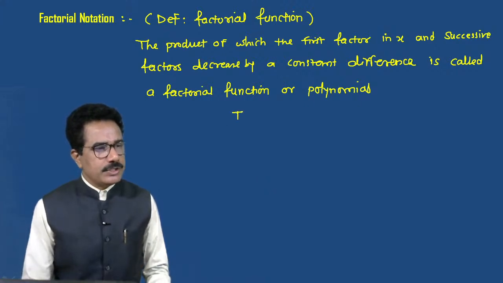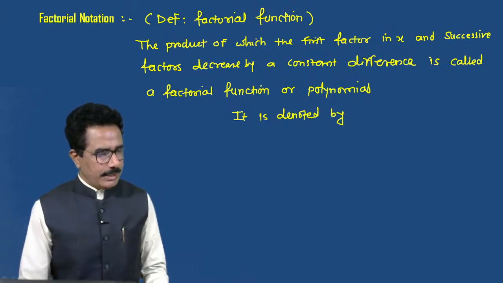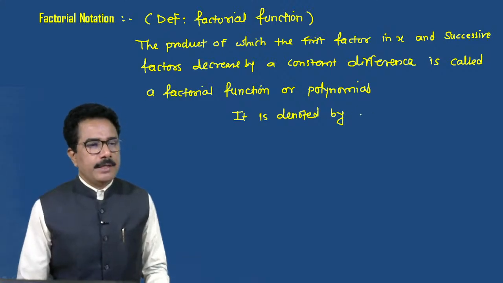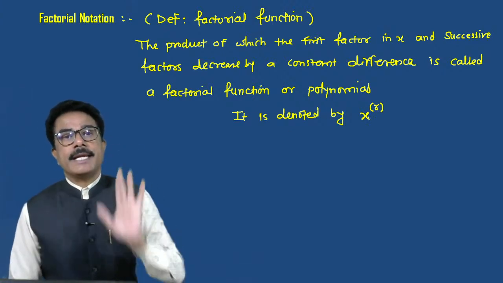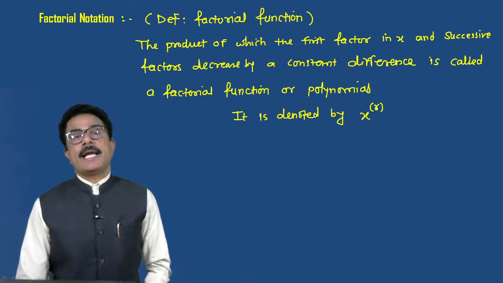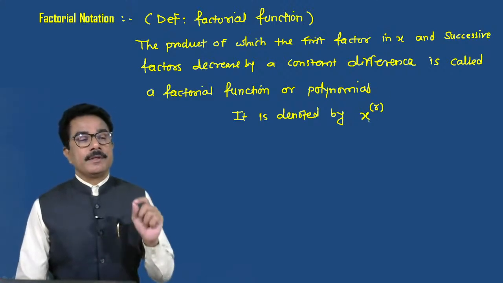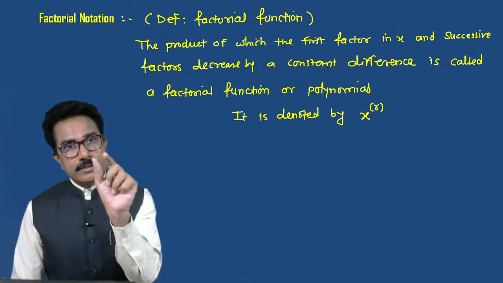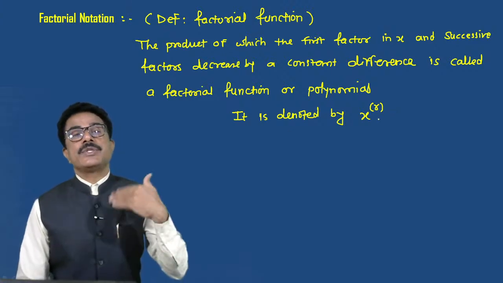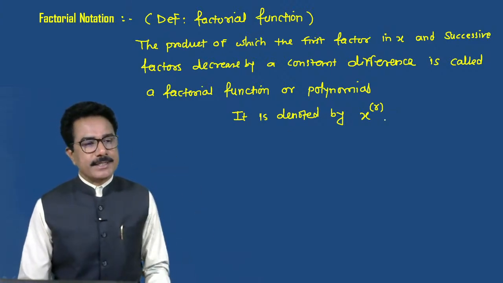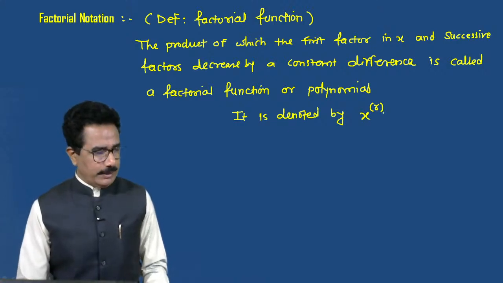See this, it is denoted by x raised to r factorial. This is the notation, see, take it in a bracket. If we write r in a small bracket in the power of x, then it is called a factorial: x raised to r factorial. How to read this? x raised to r factorial.